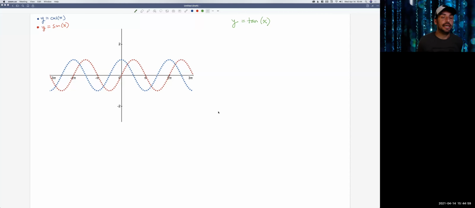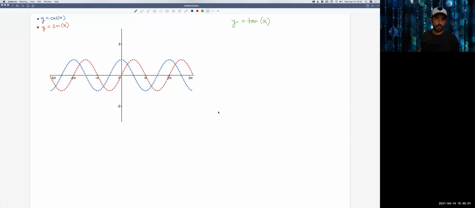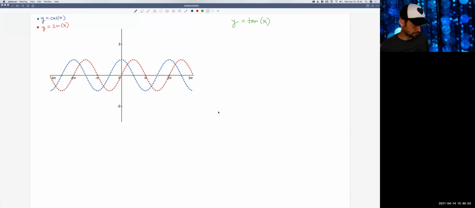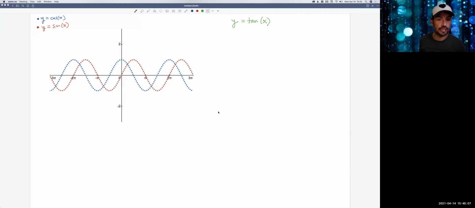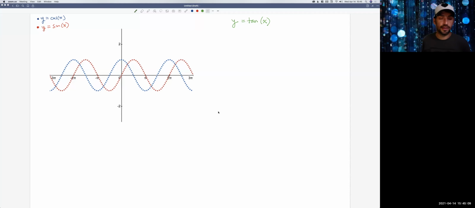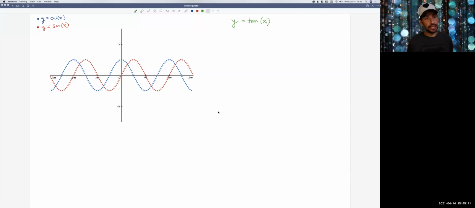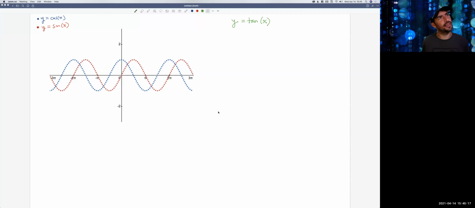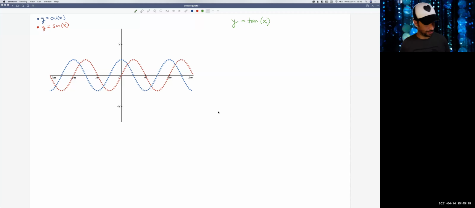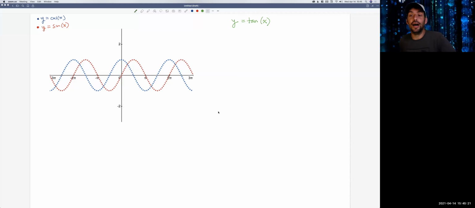Hey everybody. So in the last couple of videos, we looked at graphs for sine and cosine, and I've got those graphs here, cosine in blue and sine in red. And I'm going to use these two graphs to investigate the graph of tangent. The sine of tangent isn't something we're interested in right now.